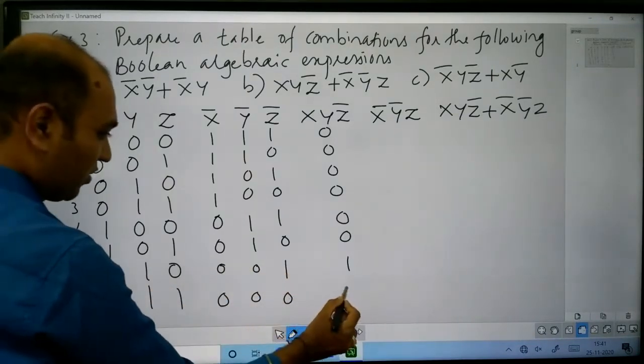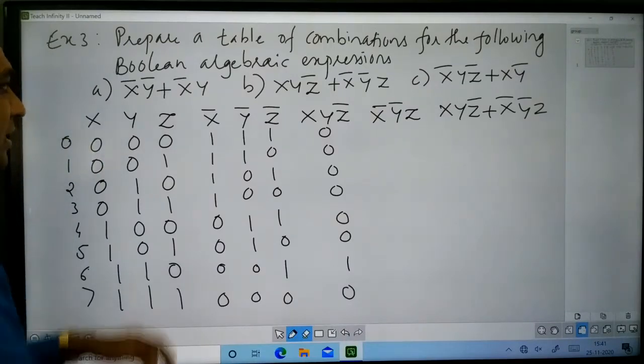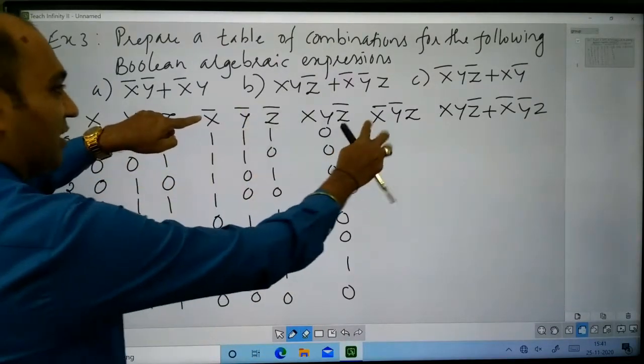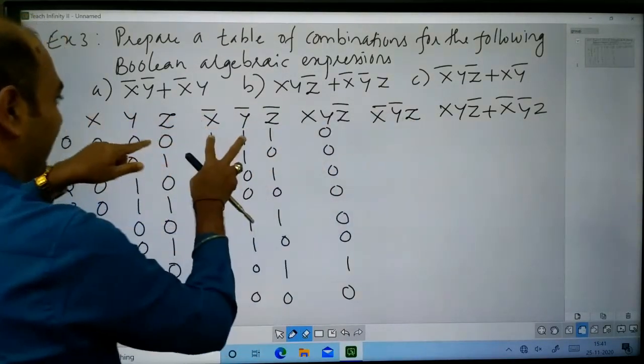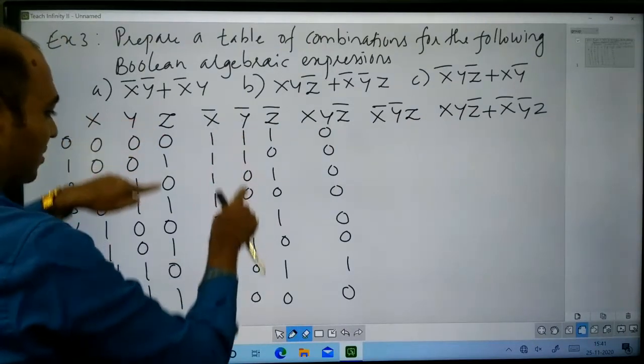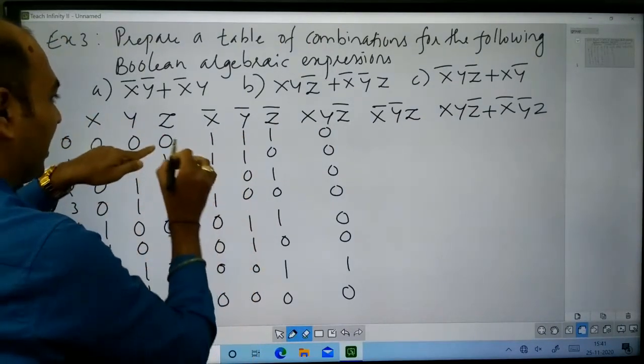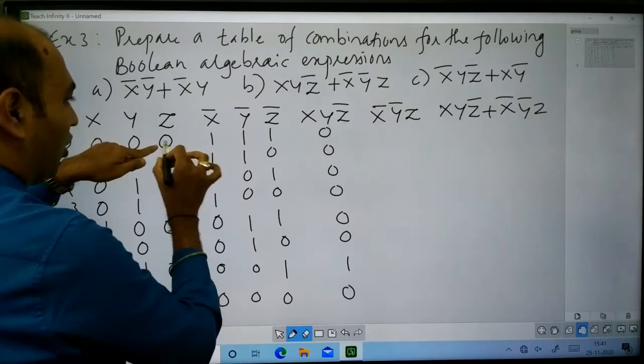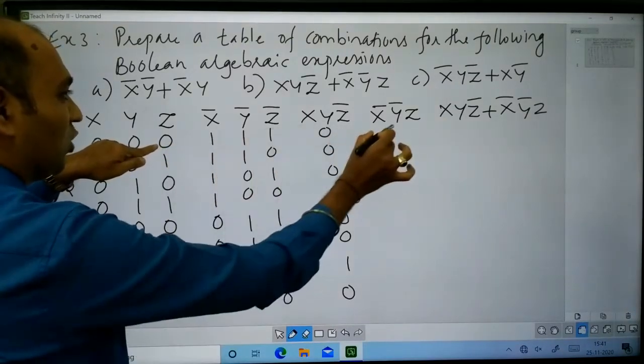True, and it is false. Now here it is false. Yes. Next, x bar, y bar, and z. So these three columns you need to consider, and you need to AND them. If all the variables values are true, then only the result is true.